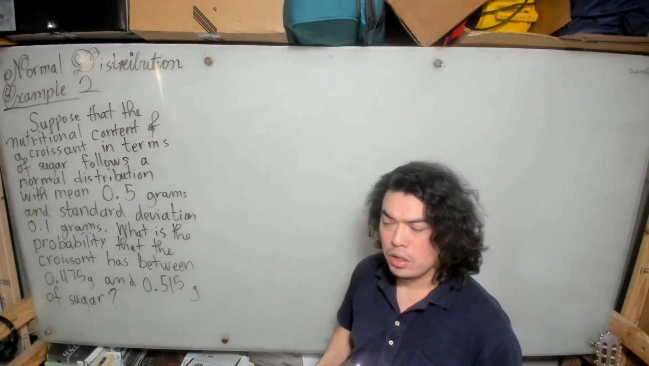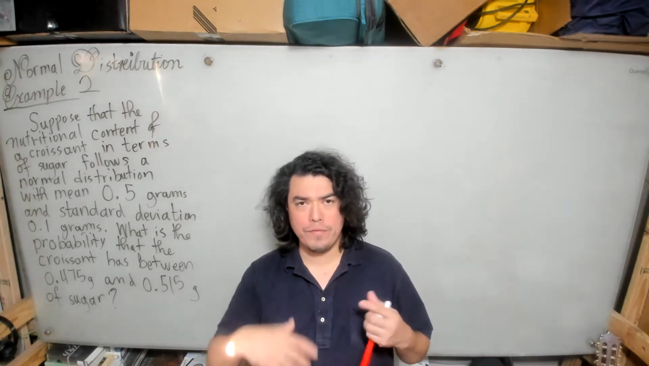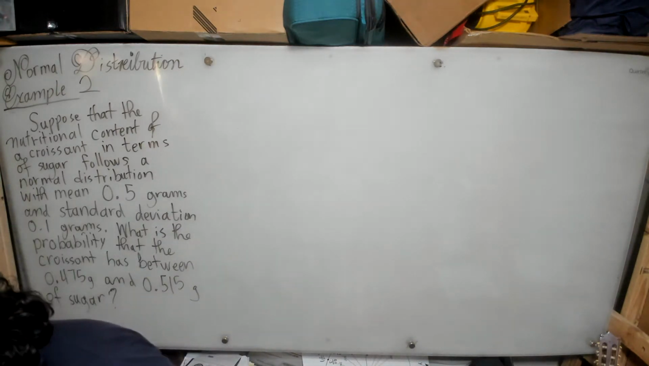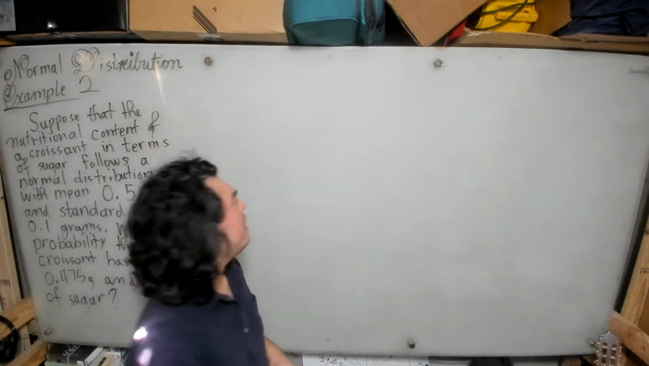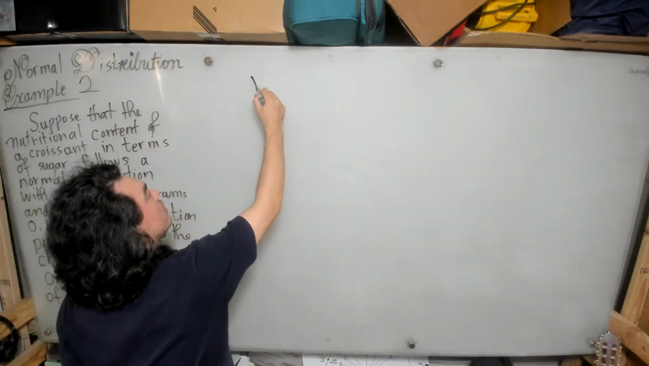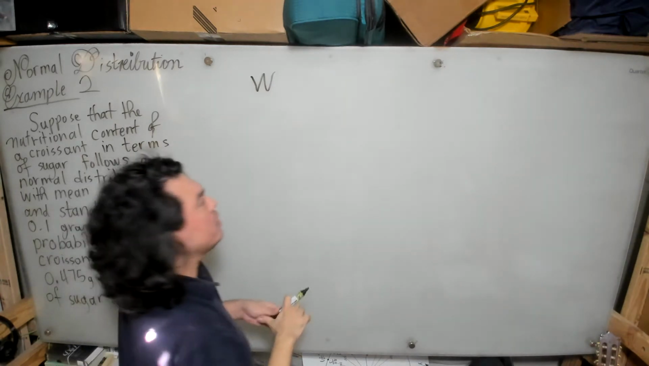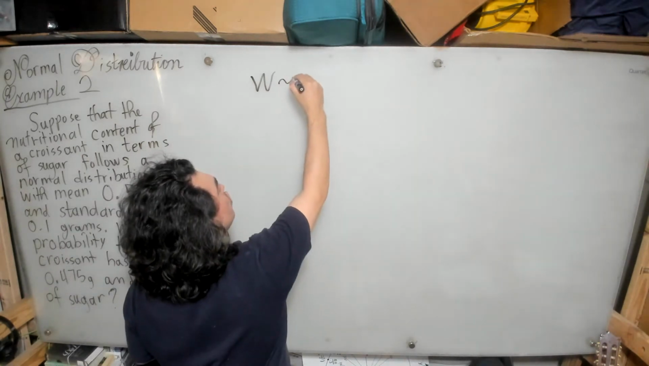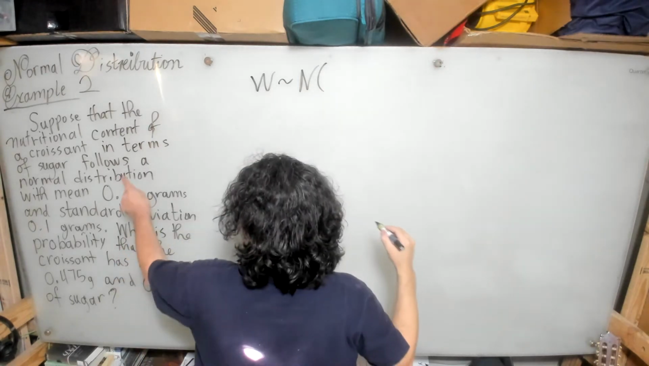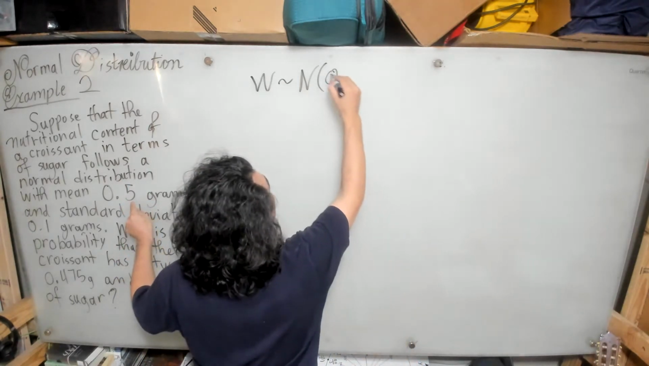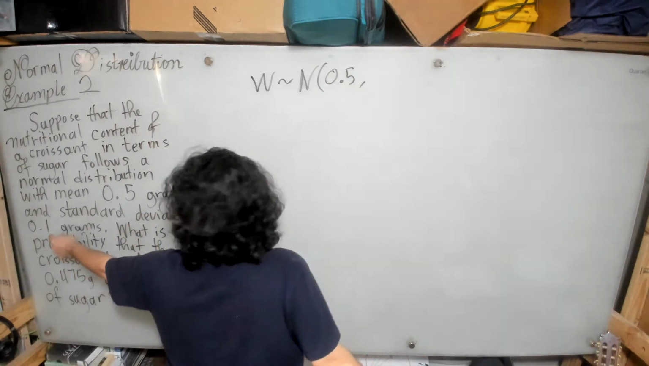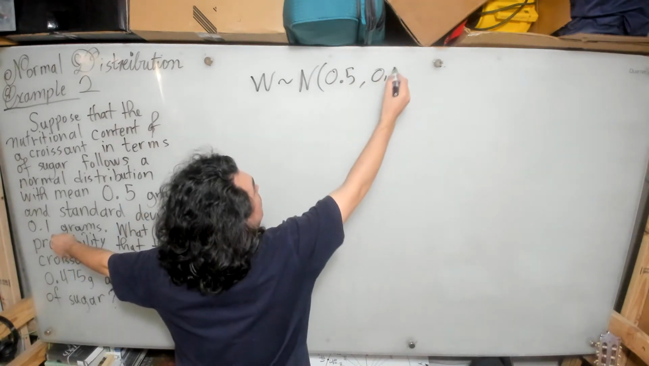Okay, so the first thing we're going to realize here is that we want to first state what the random variable here is, and it is the quantity of sugar. Let's call it W again because it's in weight, and we see that it's normally distributed with a mean of 0.5 grams and with a standard deviation of 0.1 grams, right?